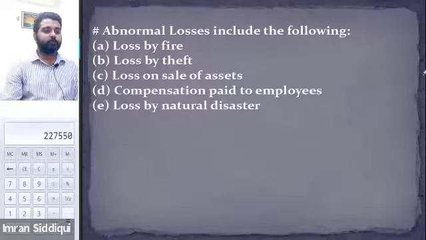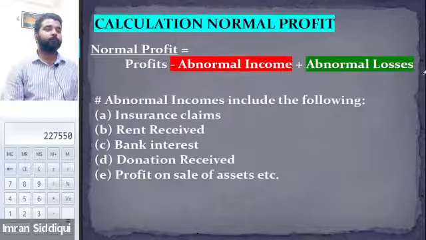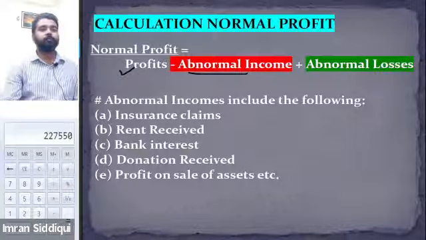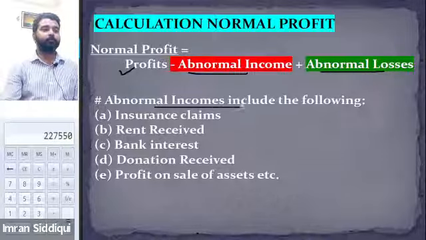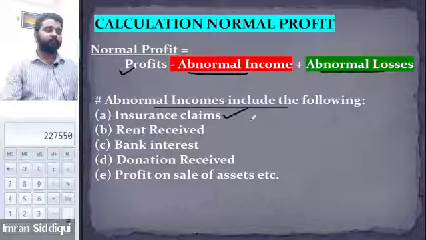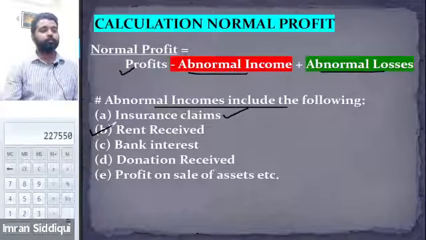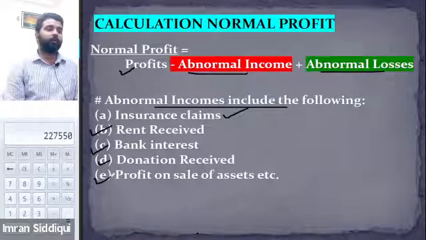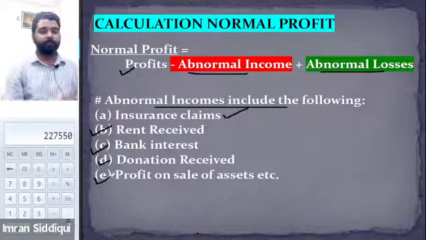So let's come back to the PowerPoint. See, calculation of normal profit. Here I have explained that normal profit is calculated by this formula: profit minus abnormal incomes plus abnormal losses. And sir, what do you mean by abnormal income? These are few examples of the abnormal incomes. Generally, insurance claim received from the insurance company is also not the operating income. These are also non-regular and non-operating incomes for the business. Rent received by the business is also non-operating. Bank interest, donation received, profit on sale of assets. These are all abnormal income. These are not considered to be the regular incomes of the business.